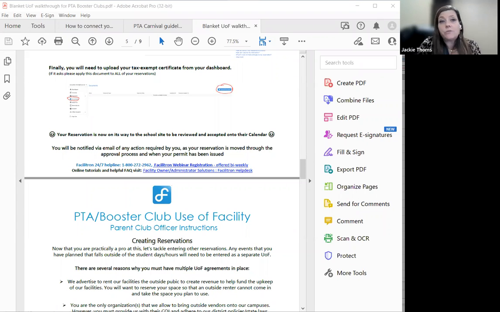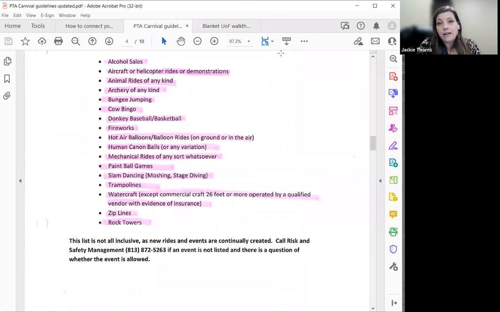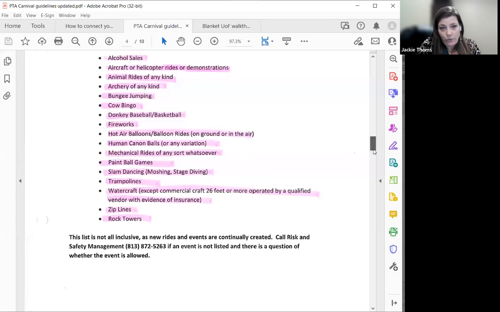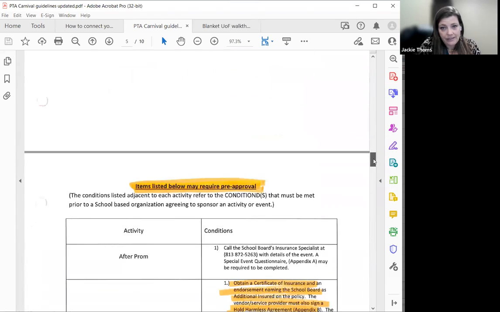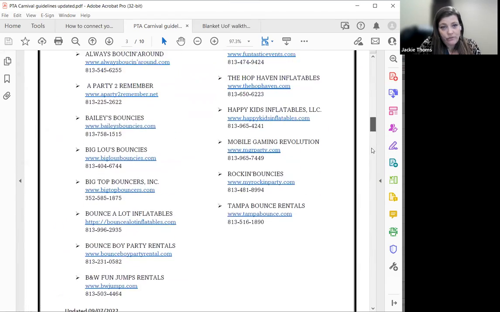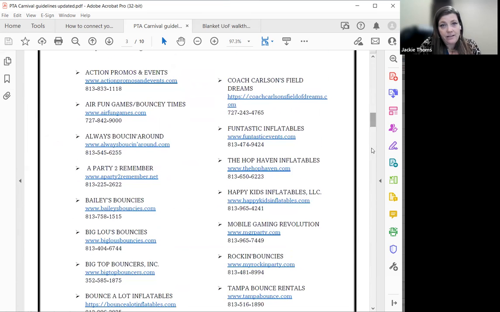I have a document which I can pull up right here. I'm going to switch over from the blanket use facility walkthrough to our carnival guidelines. This is also for all of our secretaries, and they have access to this. And then we have a specific list of approved vendors. These are the only vendors that we can use for bounce houses, because these are the ones that have been approved for our district.